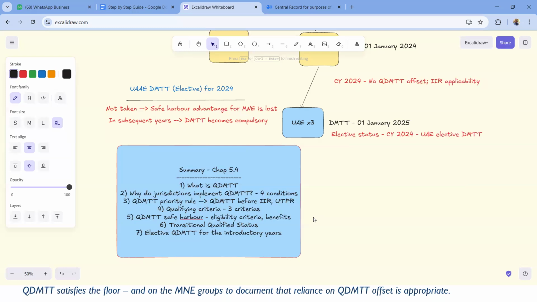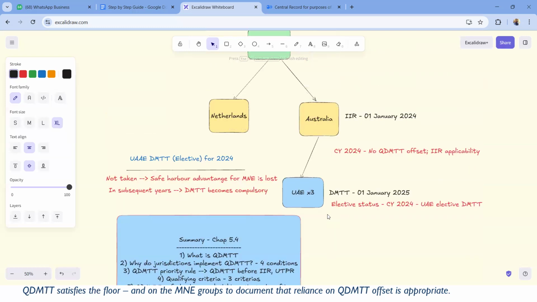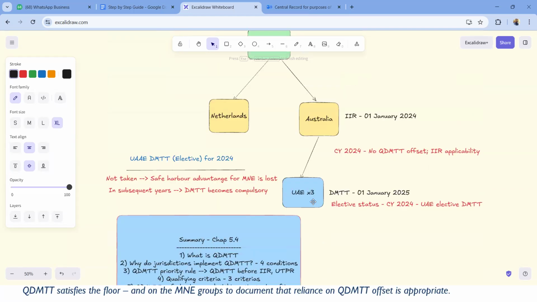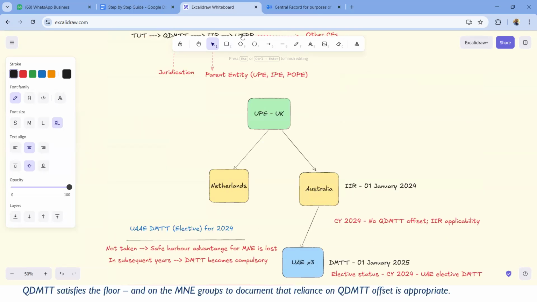Is this a good roundup of QDMTT? Is it fine, or do you want to discuss anything else? Yeah. So we will close today, and tomorrow we will do de minimis calculations. Okay. Is this clear? QDMTT and the QDMTT safe harbor and what it exactly is?